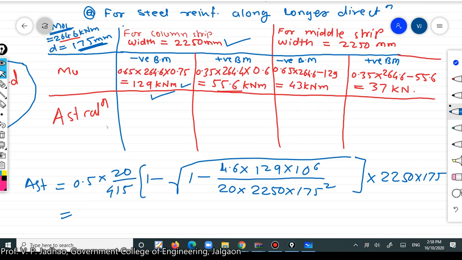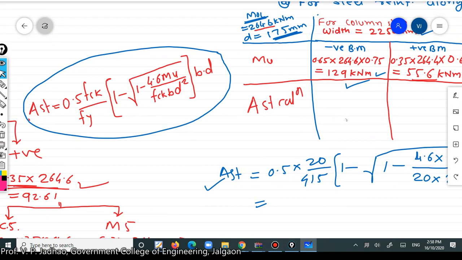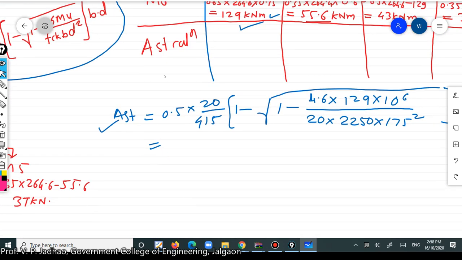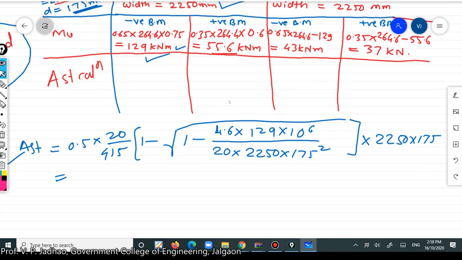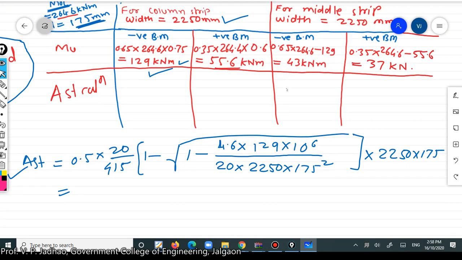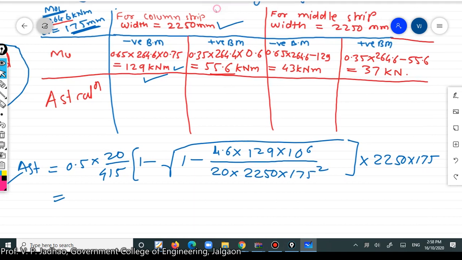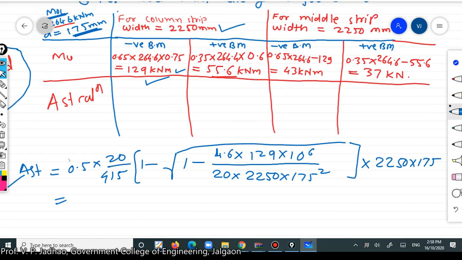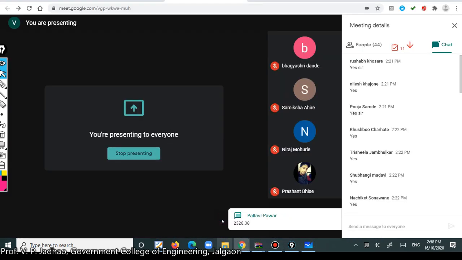By using this particular formula, Ast is equal to 0.5 fck upon fy into 1 minus under root 1 minus 4.6 Mu upon fck b d square into b into d, we will be calculating the steel requirement. Now, for this negative bending moment along the longer direction for the column strip, we are calculating the steel reinforcement. We have just put the values of different bending moments and other things here. What will be the steel requirement here?